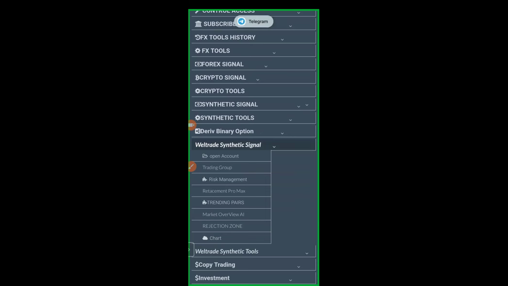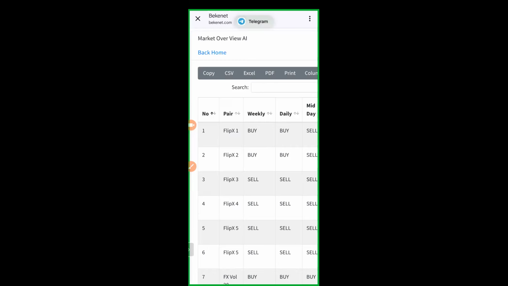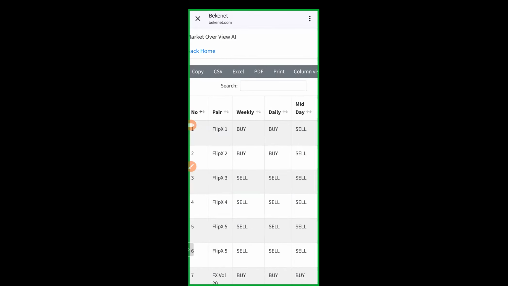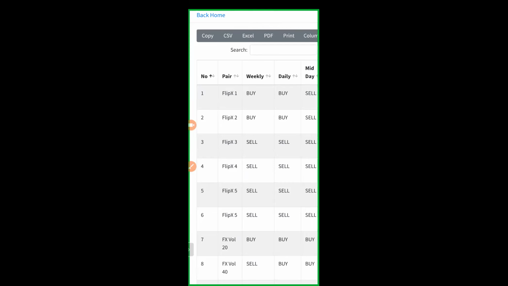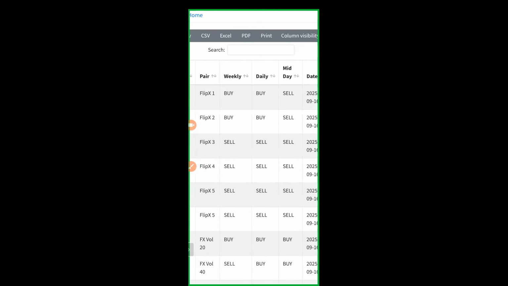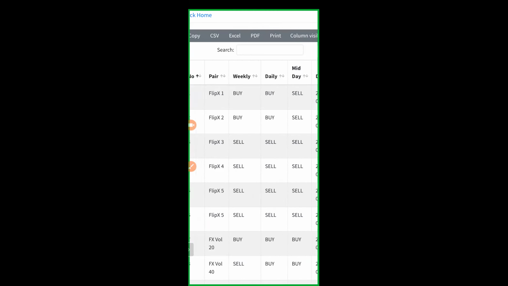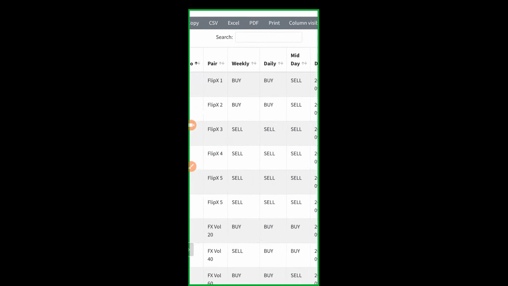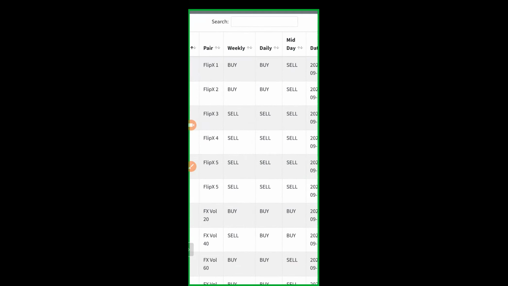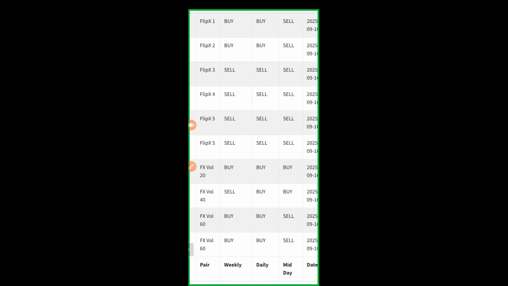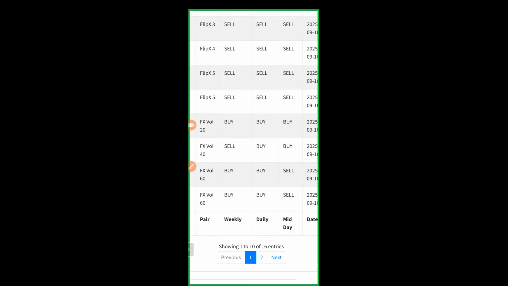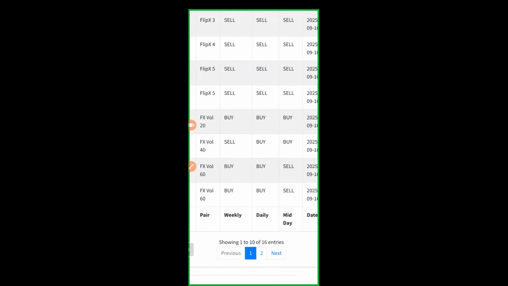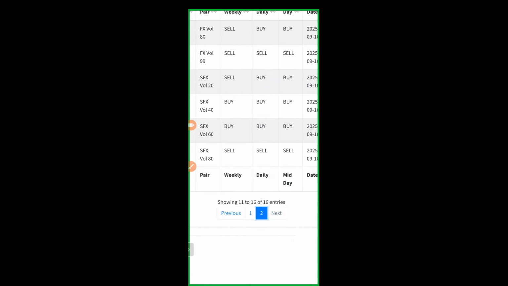Market overview. Here you have flip 1, buy, sell. So I just want to see the one that aligns. Look at flip 3, sell, sell. Look at flip 4, sell. Look at flip 5, sell. Everything is sell. Now vol 20, buy. Okay, vol 40, vol 60. So you want to see the one that aligns more.